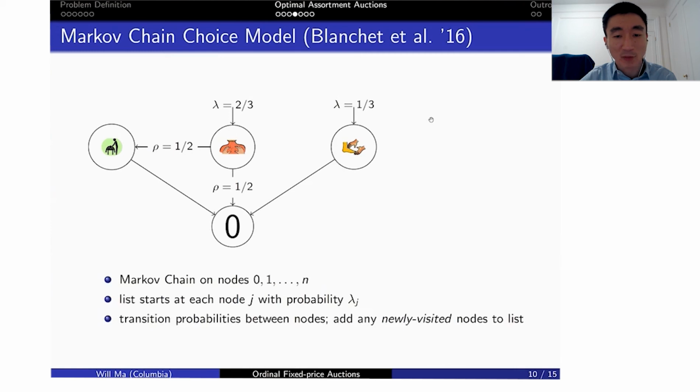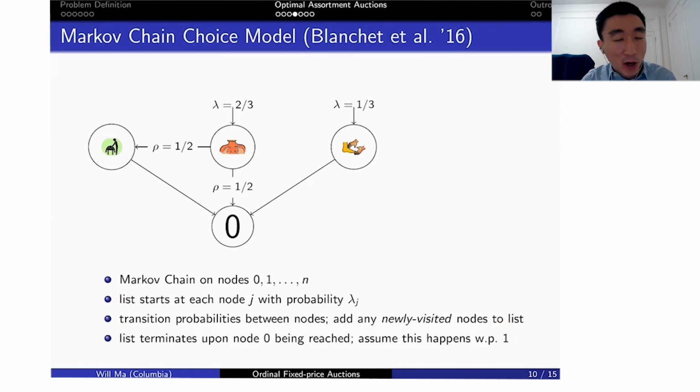So there are these transition probabilities between nodes. We transition along the Markov chain. And the rule is whenever we visit a node for the first time, we add it to the list. And the list stops, so in other words, that's the end of the list of products the customer is willing to purchase, as soon as node 0 is hit. And it's assumed that this happens with probability 1 in the Markov chain.